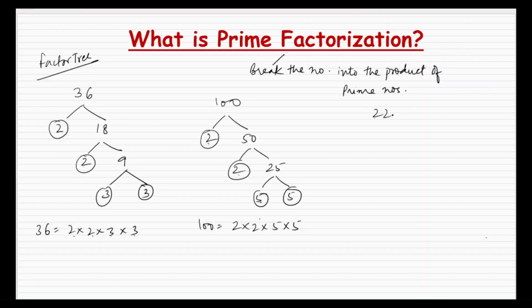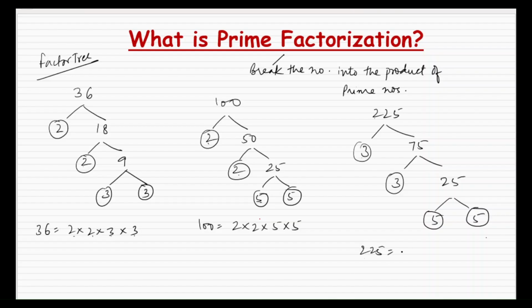One more. Let's take 225. If I split it as 3 times what? 3 times 7 is 21, 3 times 5 is 15. Okay, so 3 times 75 is 225. And then again, 75 is divisible by 3. So 3 times 2, 6, 3 times 5, 15. 3 times 25. 25 is of course 5 times 5. So now I can see that all these numbers are prime numbers. So these are the prime factors of 225, and the prime factorization of 225 is 3 times 3 times 5 times 5.